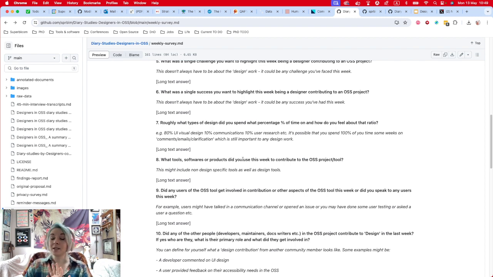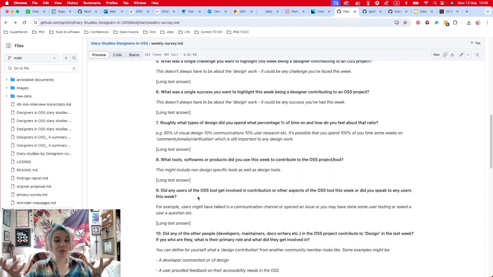We were interested in open source tools as well as non-open source tools that designers used. In fact, we were equally interested in whatever kind of tool that people use to produce design contributions. Did any users of the open source software tool that they contribute to get involved in contribution or other aspects of the open source software tool this week? Or did you speak to any users this week?